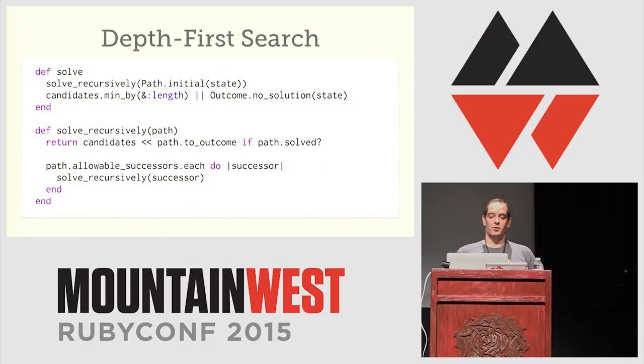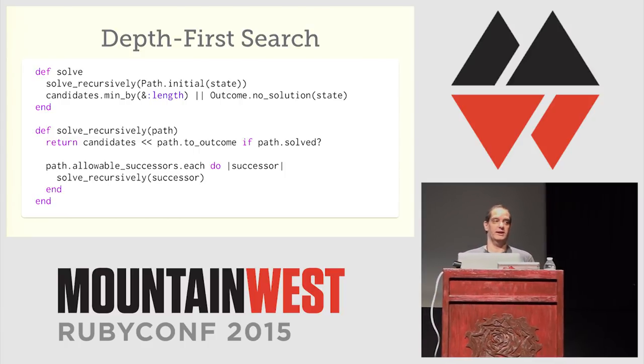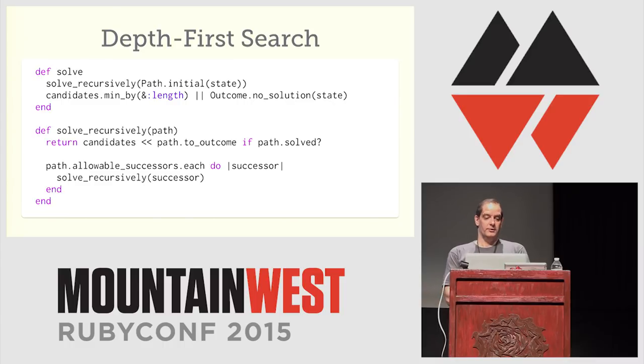Very simple algorithm to program. It's a recursive algorithm. So I've got the solve method where I'm taking an initial state, solving recursively, and as I'm solving, I'm building up a list of candidate solutions, and then I find the shortest solution, and that's my answer. In the recursive solution, you just look at the path. Is it a solution? If it is, put it on the list of candidates, return. Otherwise, find all the successor paths.